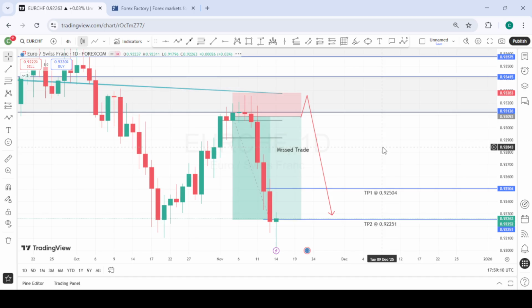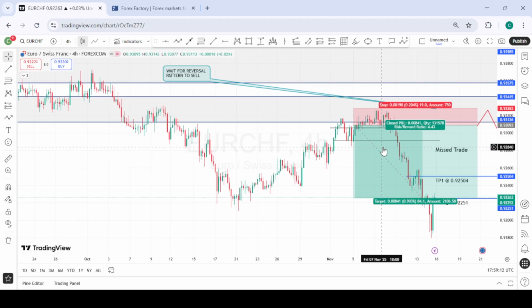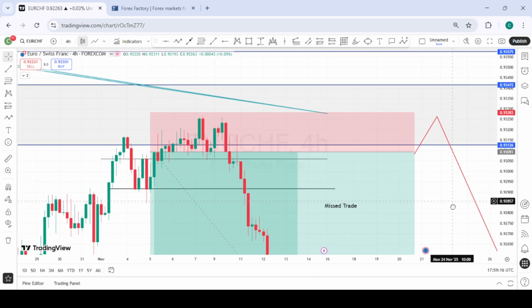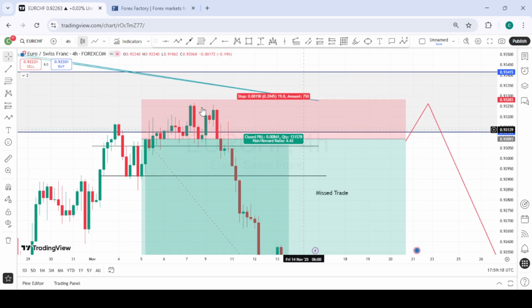The other entry opportunity, which was the first one that came up, was this one. We had this double top formation on the 4-hour.